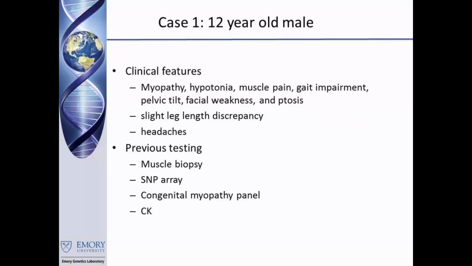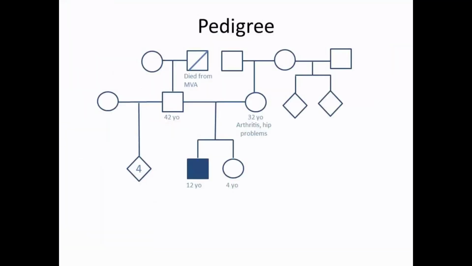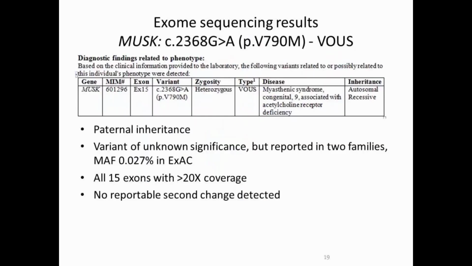So this is a case of a 12-year-old male who has myopathy, hypertonia, and a variety of clinical features, and also had a lot of previous testing, which we see in many presentations before exome sequencing is attempted. This is a pedigree, and what you see here is the proband, a 12-year-old male who was sent to us for sequencing. Exome sequencing found one missense change in the MuSK gene. When we reported this out, the physician was not really excited about it, but we gave them the paper, we told them what the clinical phenotype reported in the literature is, and the physician came back and said, yeah, I think this is worth doing.